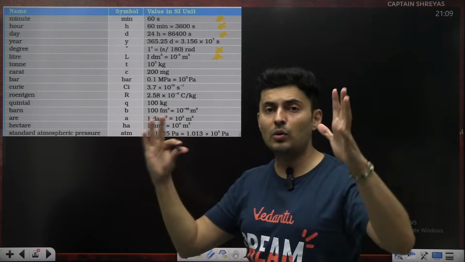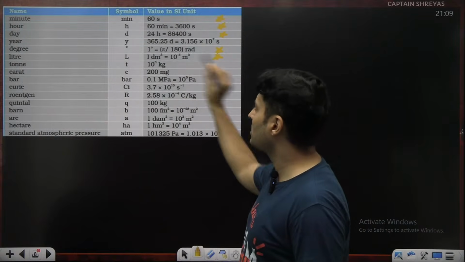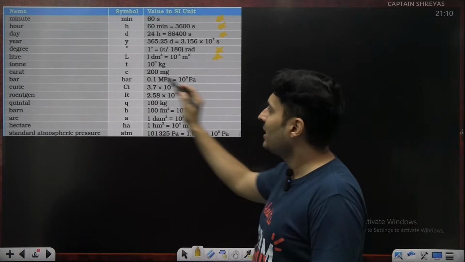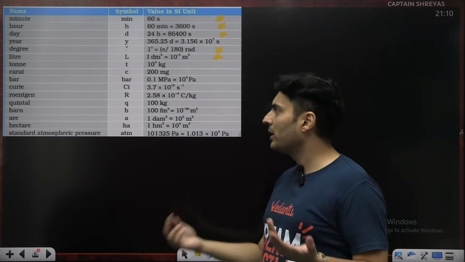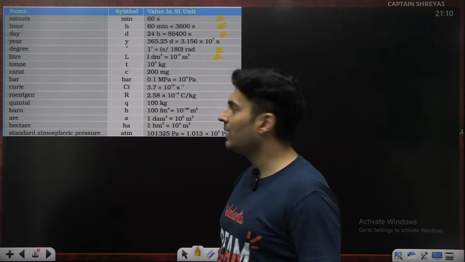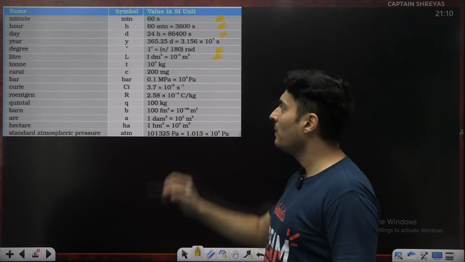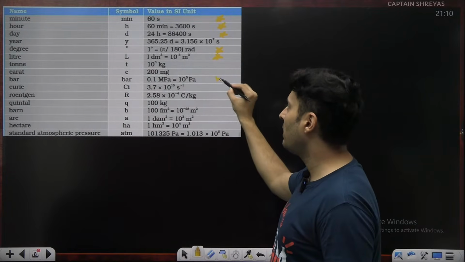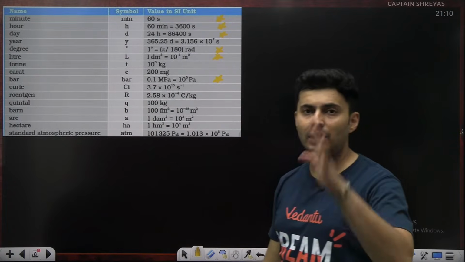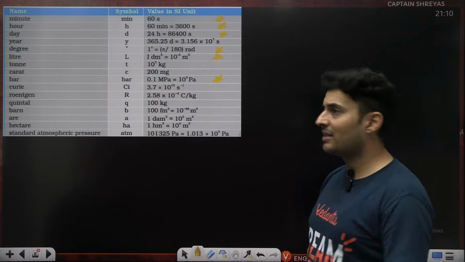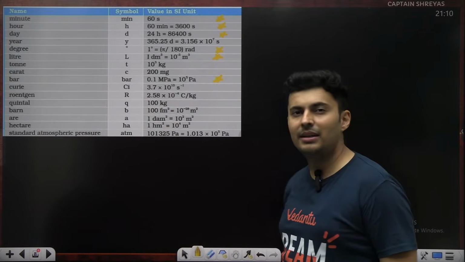1 ton is 1000 kg, very rarely used, but it's okay if you know it. Carat is 200 mg, very rarely used. It's okay if you know it also. Bar, you will learn it in chemistry as well as in fluid mechanics. 1 bar is 10 to the power 5 Pascal. You should know it. 1 Curie is 3.7 into 10 to the power 10 per second. Now, radioactivity has been deleted.